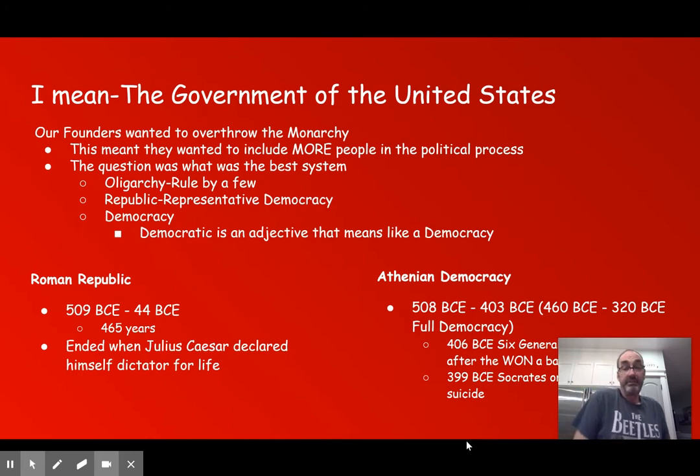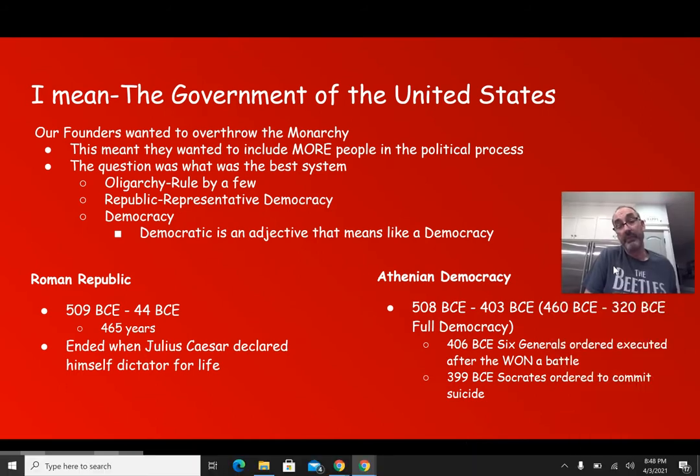Okay, the government. Really, we're looking at the American government, but we're also looking at Athens and Rome a little bit. If I put Athens down there, you'll see why in a second. But when our founders wanted to overthrow the monarchy, the English monarch, King George III, they wanted to move our government to a more democratic model. They wanted to include more people in the government. They didn't want just one ruler.